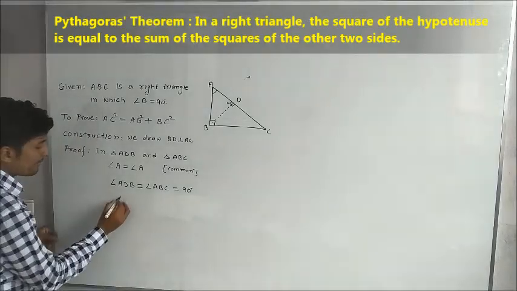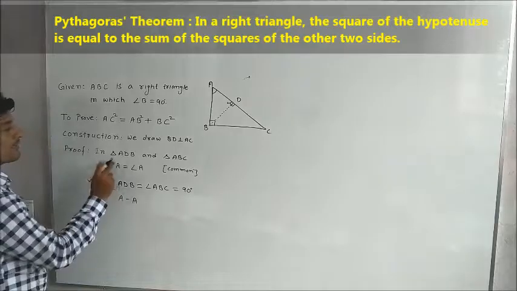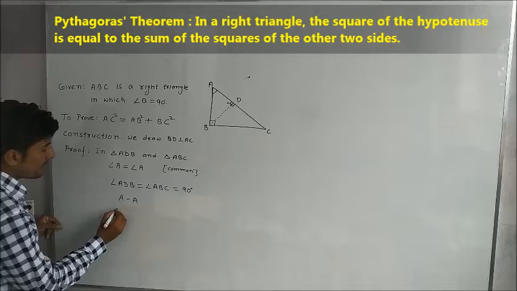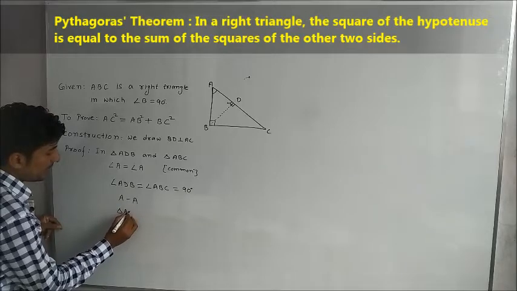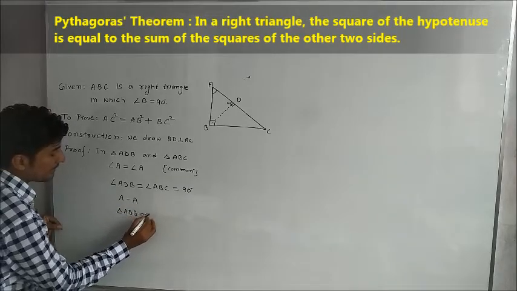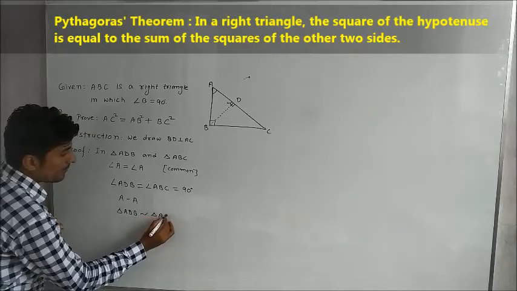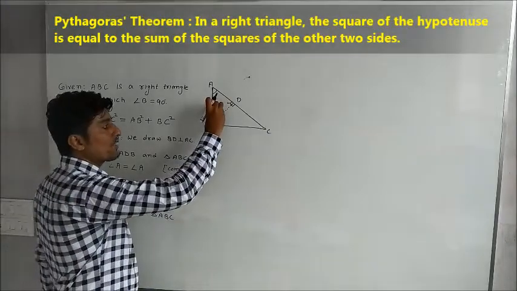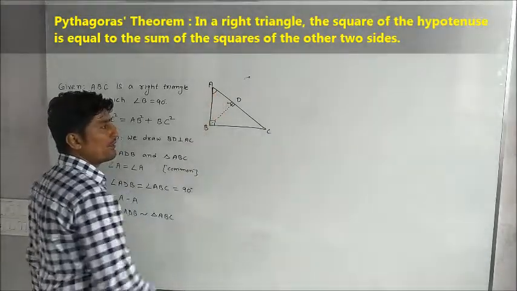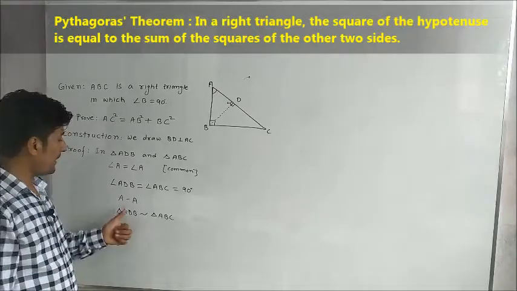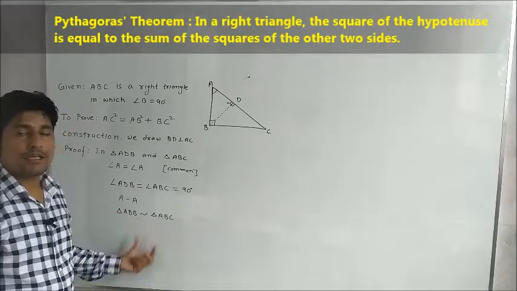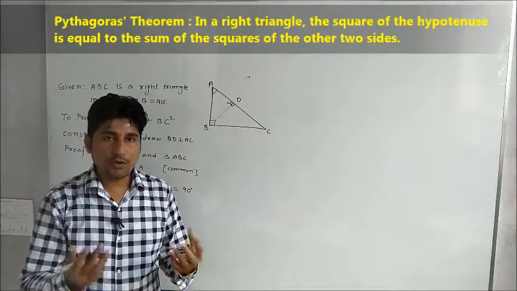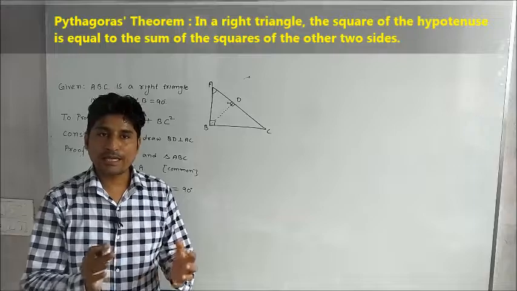Now by AA, we can say that triangle ADB is similar to triangle ABC. Two angles of this triangle are equal to two angles of triangle ABC. Hence, by AA, both the triangles will be similar. If two triangles are similar, then the ratio of their corresponding sides are equal.